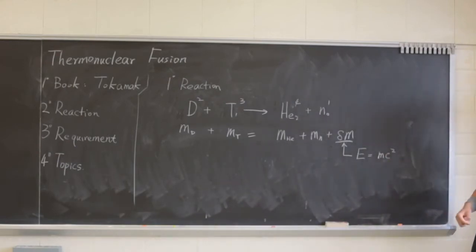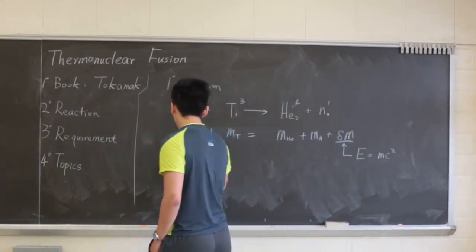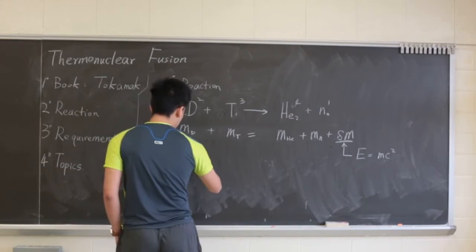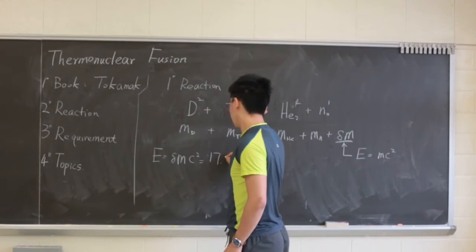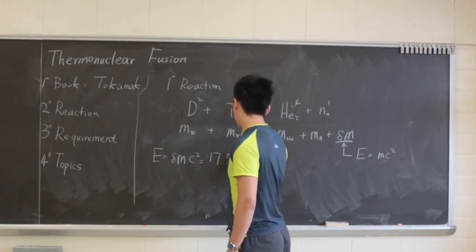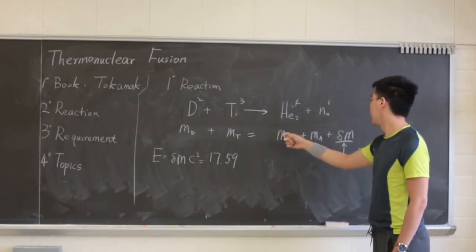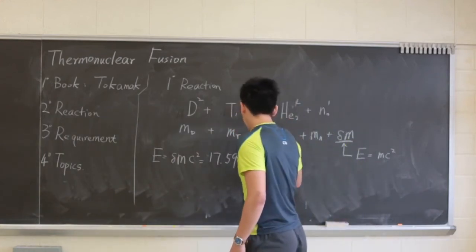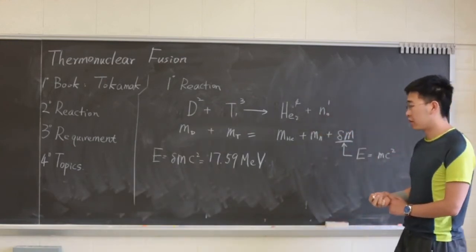So c is the speed of light. This whole reaction will create quite a bit of energy. You can calculate it yourself. You can just check the mass of all three and then subtract them, and you get the delta M. The reaction will create 17.59 mega electron volts.